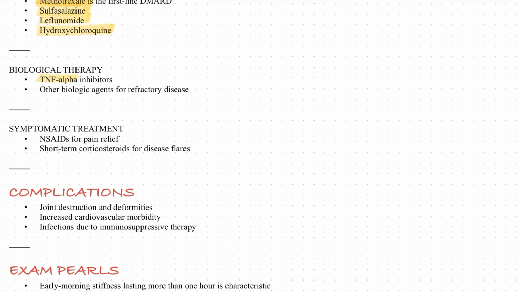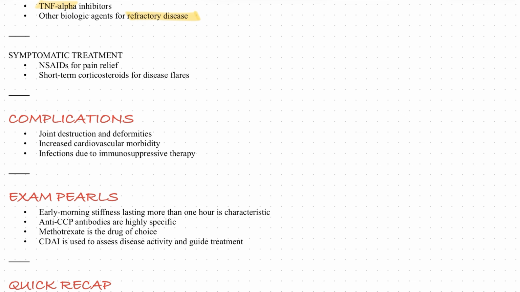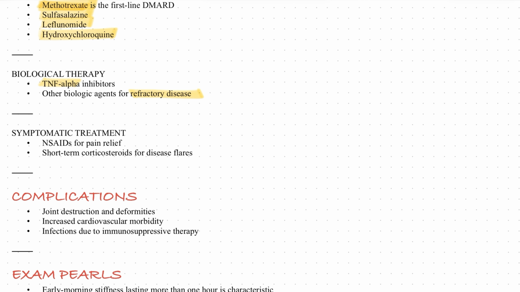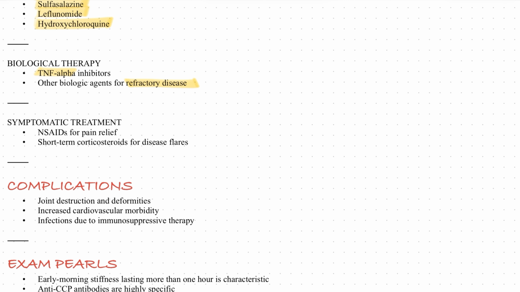If you want, you can go and watch pharmacology videos wherever they are available. Other biologic agents are for refractory disease. Refractory means you are giving methotrexate and the patient is not responding. It is called refractory disease. Then coming to symptomatic treatment, if there is pain, you have to give a pain-relieving drug. So obviously we will give the basic drug, that is NSAIDs, and short-term corticosteroids for disease flares.